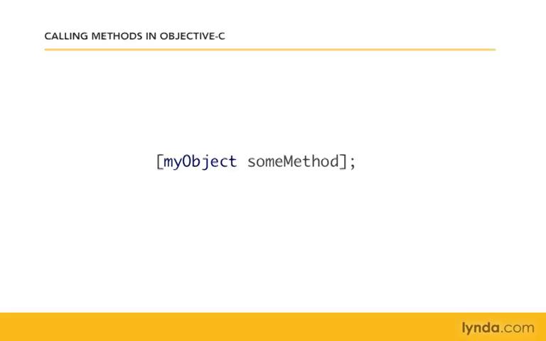You can, just like any other method call, expect to return some results. So let's say in a regular C-based language, you might have a line like this, result equals myObject.SomeMethod. You would instead have result equals open square bracket, myObject space SomeMethod, close square bracket. Very straightforward.